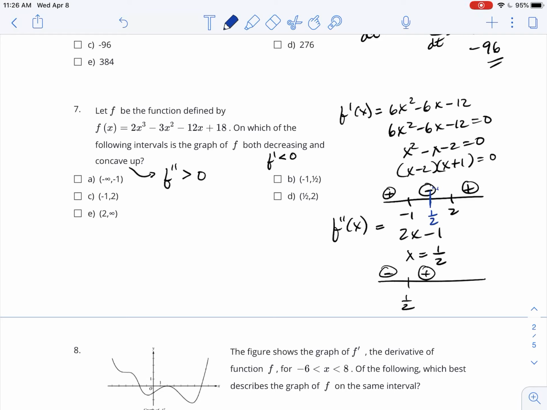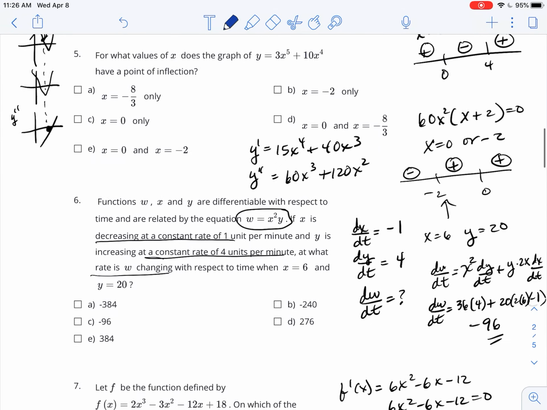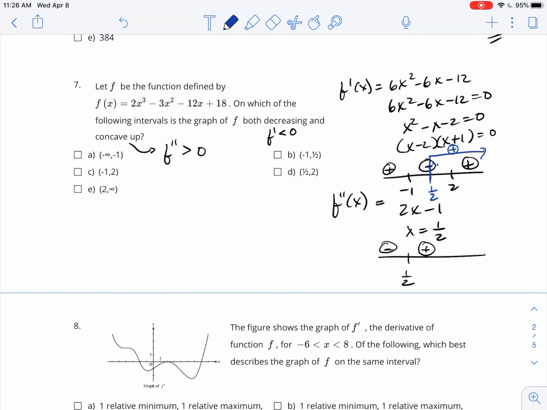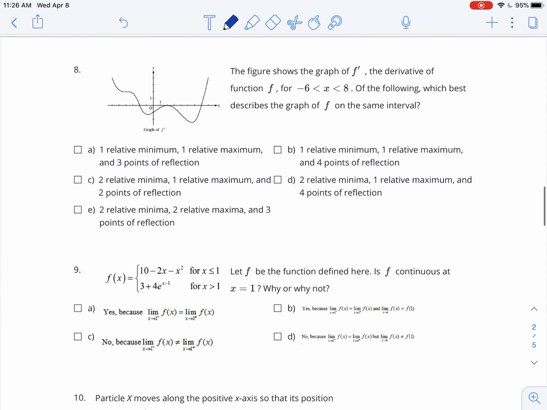On that first number line, 1/2 is going to be somewhere in here. And I know I'm looking for, so all of this is concave up. I want to be decreasing and concave up. Sorry about that. So I want to be in this little interval right in here from 1/2 to 2.